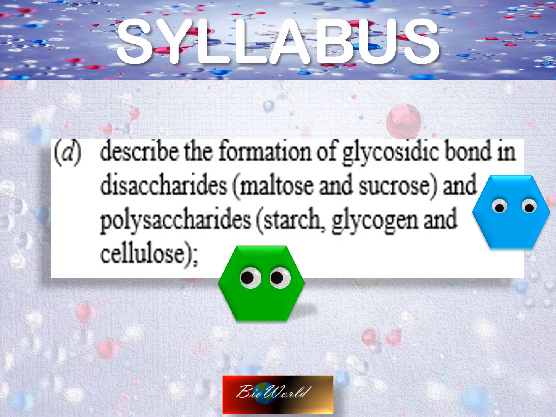According to the STPM syllabus, you should be able to describe the formation of glycosidic bonds. In my previous video, I've already introduced the bonds in maltose, sucrose, starch, and glycogen, which all involve alpha glucose. Today's video will be all about beta glucose and how it condenses to form cellulose.